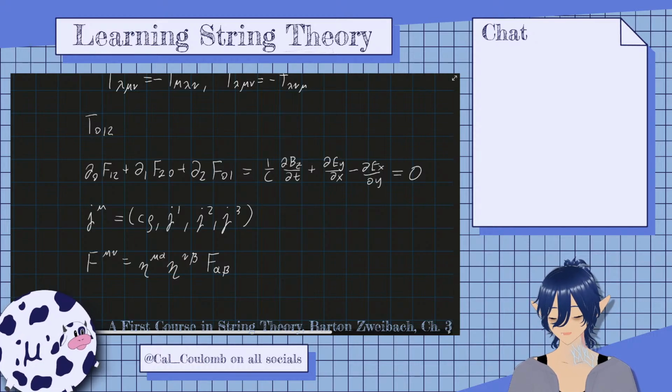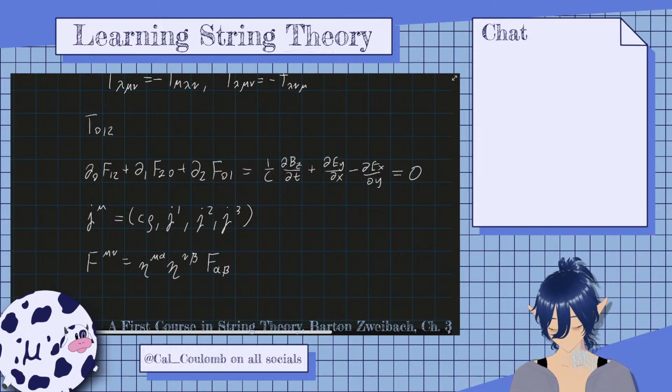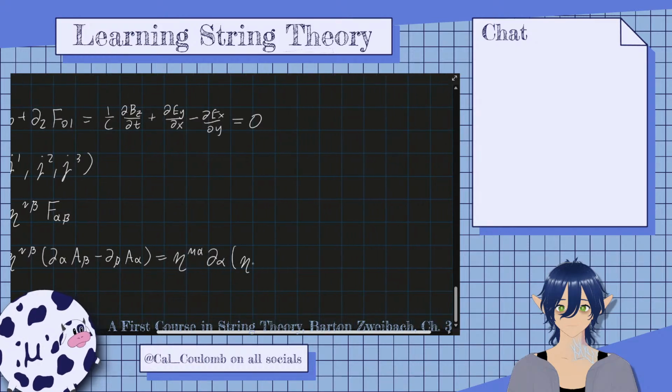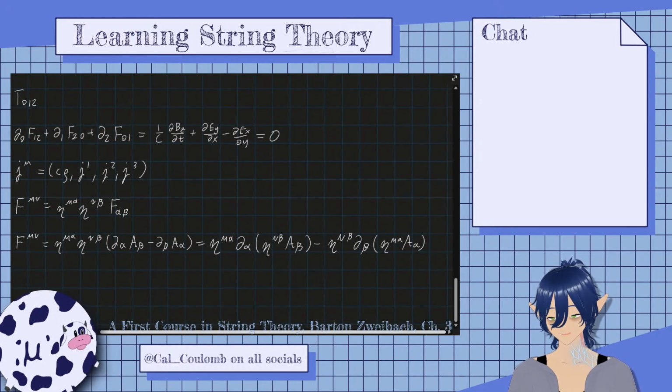Equation 3.29, together with the definition of F_μν with lower indices, gives F^μν with upper indices equal to η^μα η^νβ (∂_α A_β − ∂_β A_α). So η^μα ∂_α times η^νβ A_β, minus η^νβ ∂_β times η^μα A_α, where the constancy of the metric components was used to move them across the derivatives.